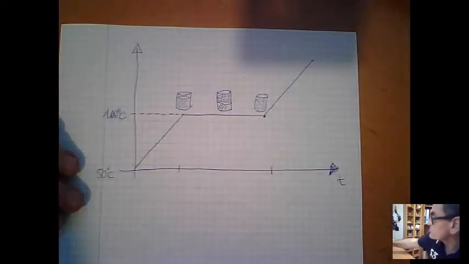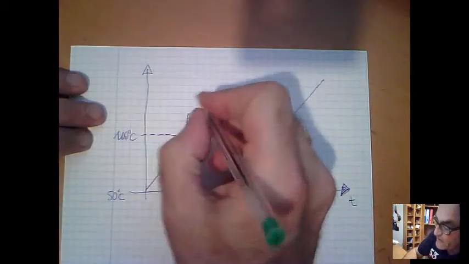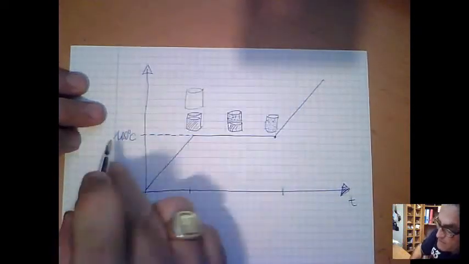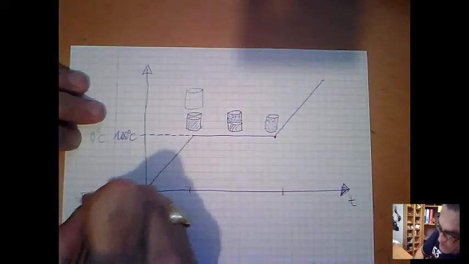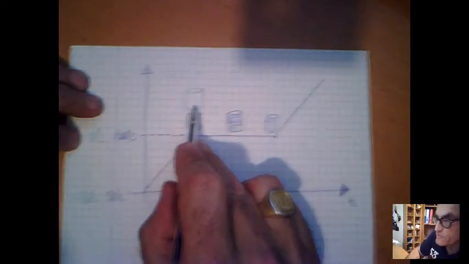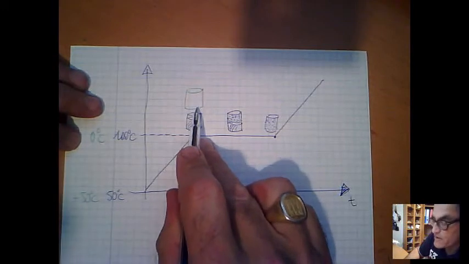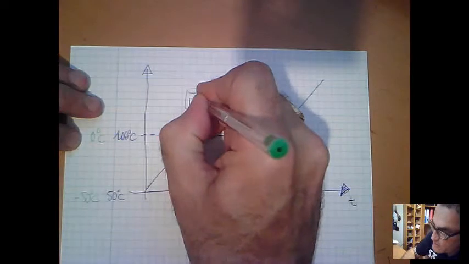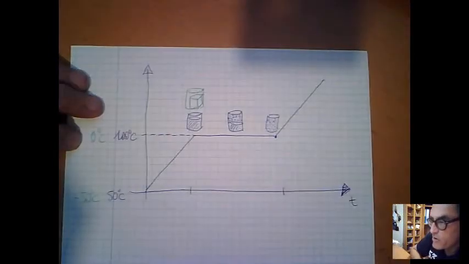And if I do the same drawing for fusion, okay, let's admit that this is not at 100 degrees, but at 0 degrees, and we start at minus 50 degrees, then what do I have here if I'm at 0 degrees at the beginning of the phase transition? Here I have what? I have ice, okay? So I will draw this in this way to illustrate this is a block of ice.